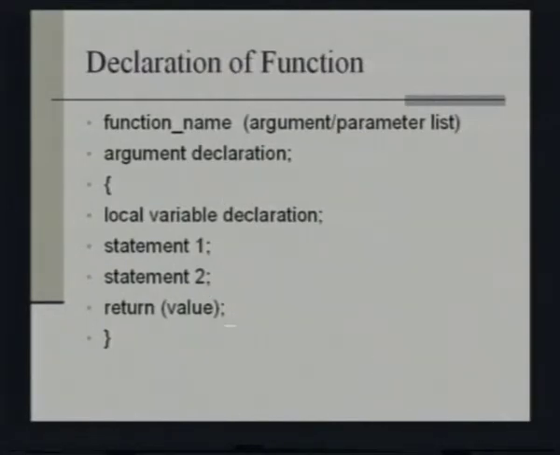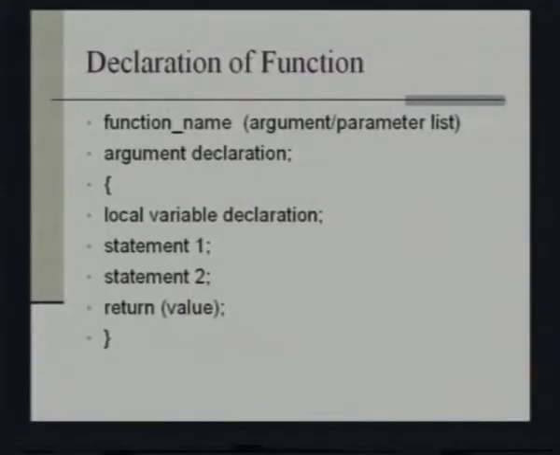So function declaration simply consists of the function name and the argument or parameter list. Normally a function declaration has to be terminated by a semicolon. Following it you have the arguments which are also terminated by a semicolon. And you have the body of the function which contains the local variables, the set of statements and a return value. So when we see the example programs, we will be able to understand better how these are put in place in a C program.